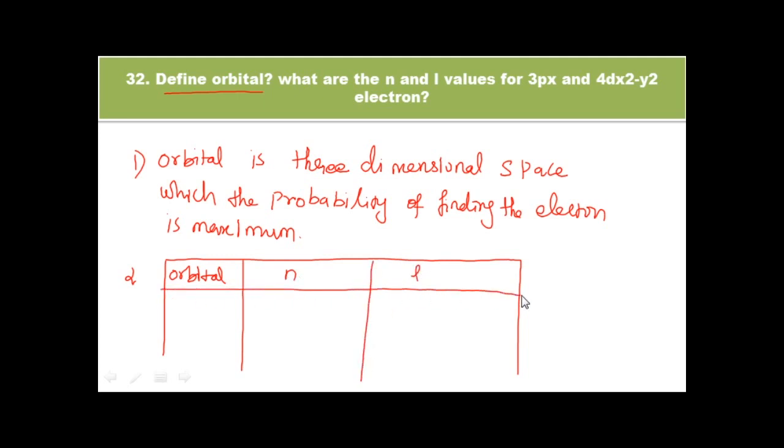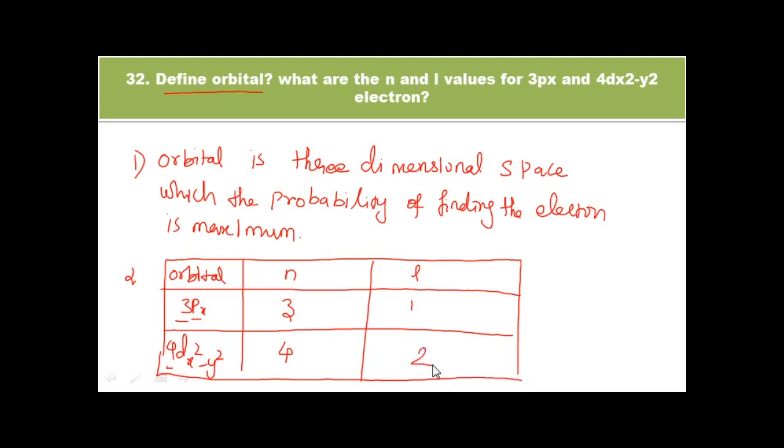Yes, the first one is the 3px orbital. What is the n value? The n value is 3. What is the l value for the p orbital? It is 1. And the second one, 4dx squared minus y squared. What is the n value for this orbital? 4. And then what is the l value for the d orbital? It is 2.